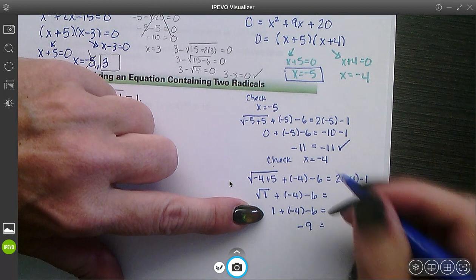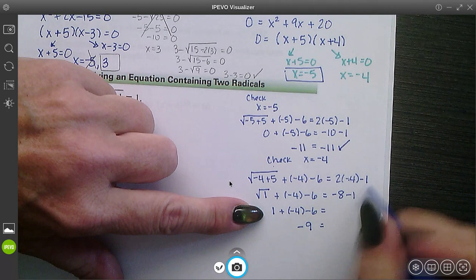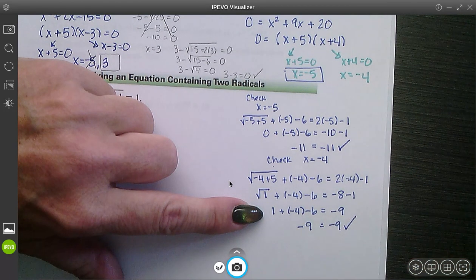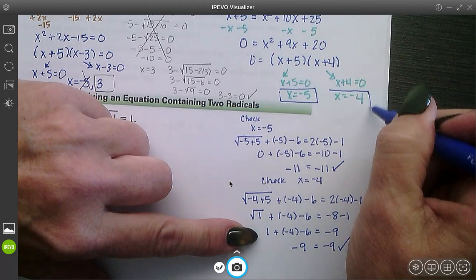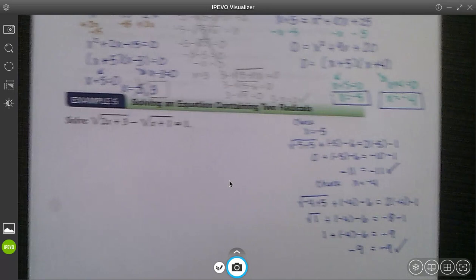On the right side, 2 times negative 4 is negative 8. And then I have minus 1. Negative 8 minus 1 is negative 9. And that also checks out. So this one actually has two solutions. x equals negative 5 and x equals negative 4 both worked.